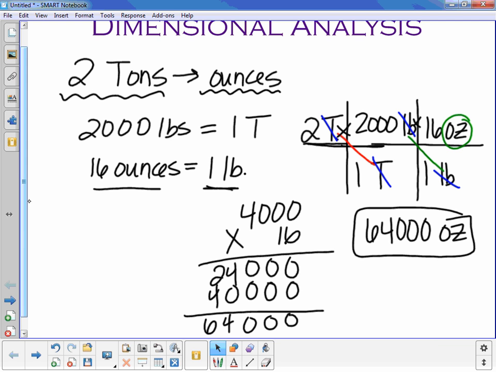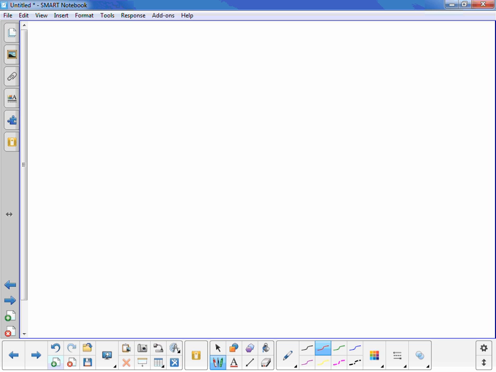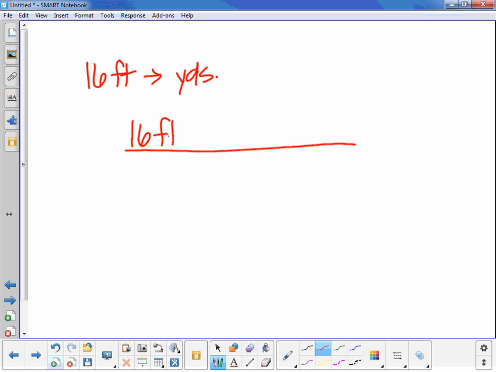An easier problem, if we were just trying to convert 16 feet into yards, set it up. We know what we're given is 16 feet, and we're trying to figure out how many yards. Well, I know that in each yard, 1 yard is equivalent to 3 feet. So I'm going to use that information. Feet have to match on the diagonal. So 3 feet would go down here because they have to match on the diagonal. And then 1 yard would go up top.